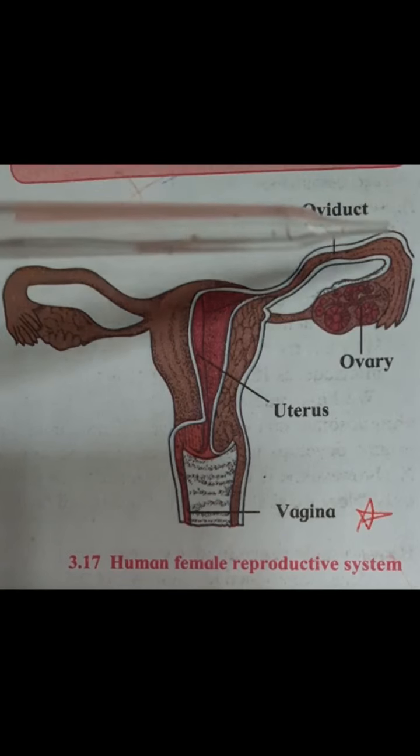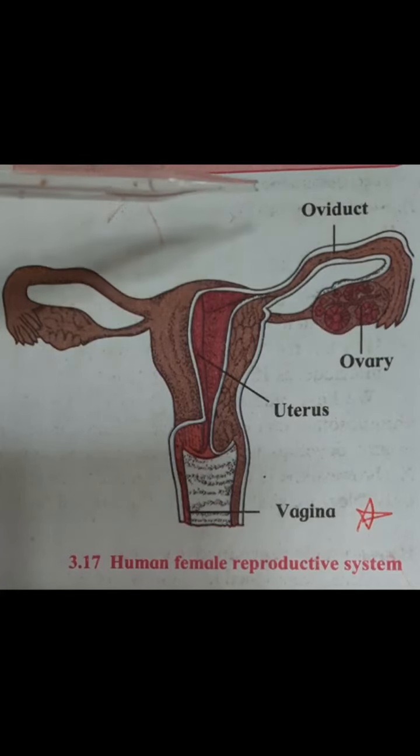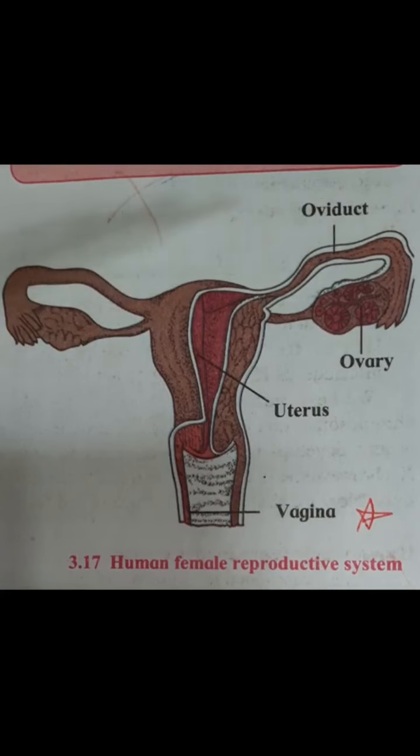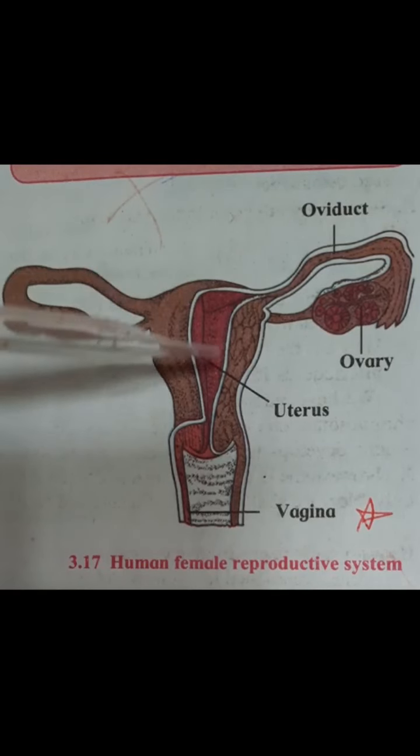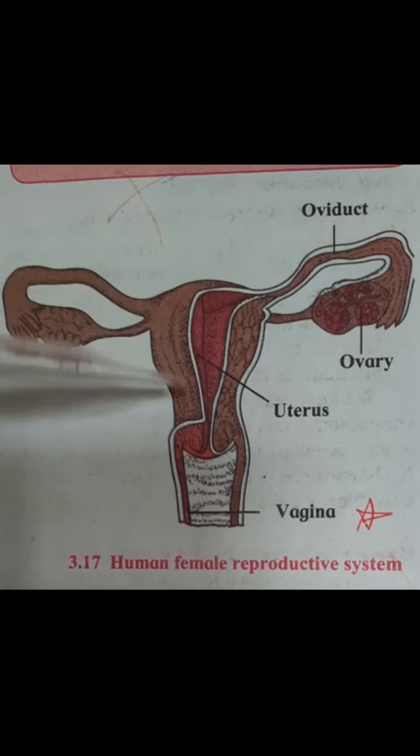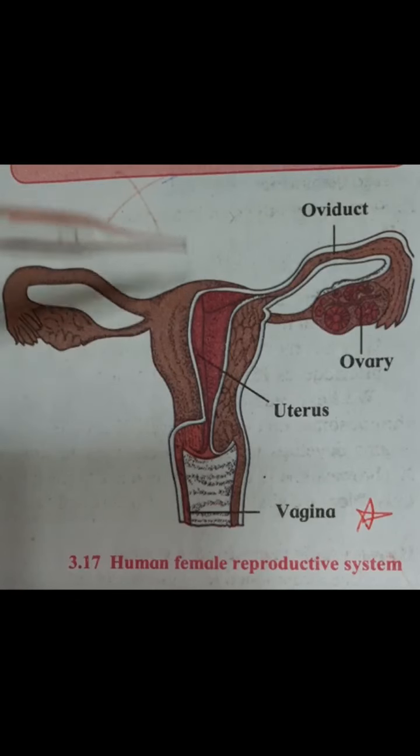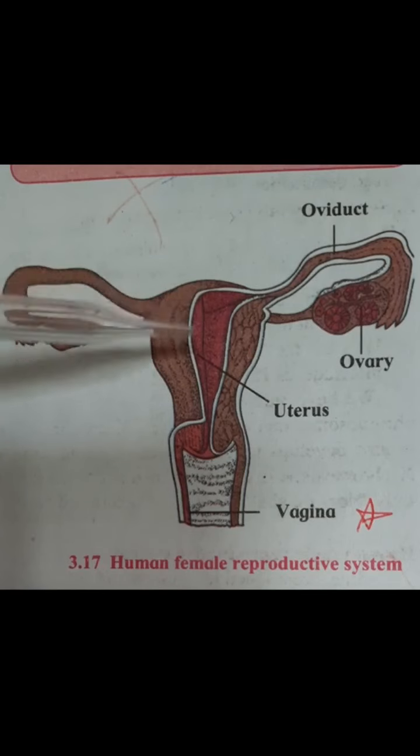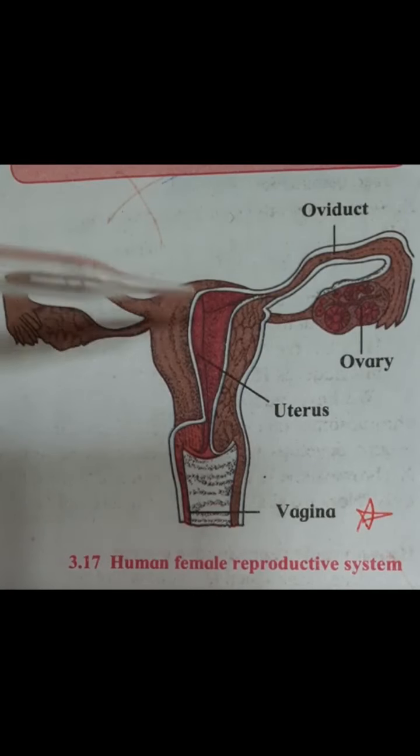Second is, you can say, the extension of the ovary, that is the oviduct. It is a tube-like structure which connects the ovary and the uterus. Third one is the uterus, this bag-like structure where you and I were during our mother's pregnancy, right? This is the uterus where the child grows, and the function of this uterus is to implant the embryo.